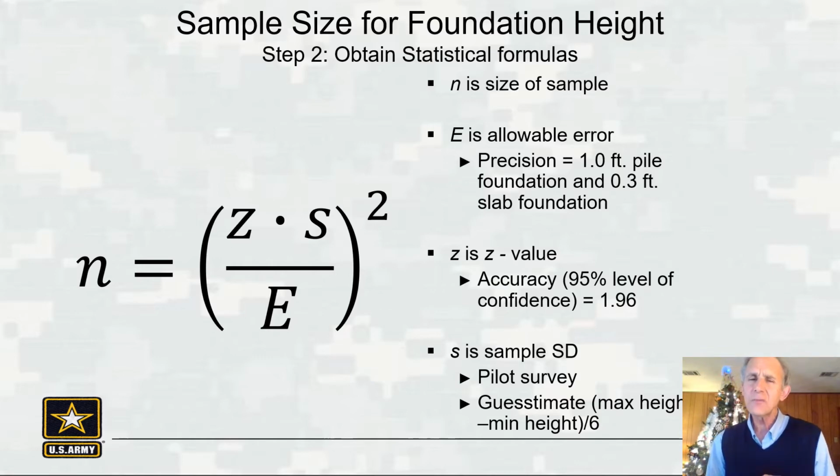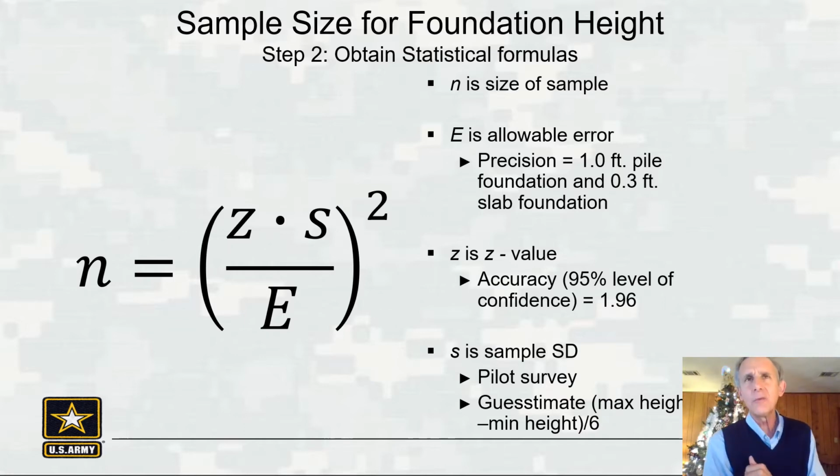It's the maximum, for example, foundation height. What's the maximum foundation height minus the lowest foundation height? And then take that difference and divide by 6. That's called the 6 sigma rule for a normal distribution that would kind of cover the entire universe. So that's a way of guesstimating your standard deviation if you don't know it, and it's what we used here. And then E is the allowable error.